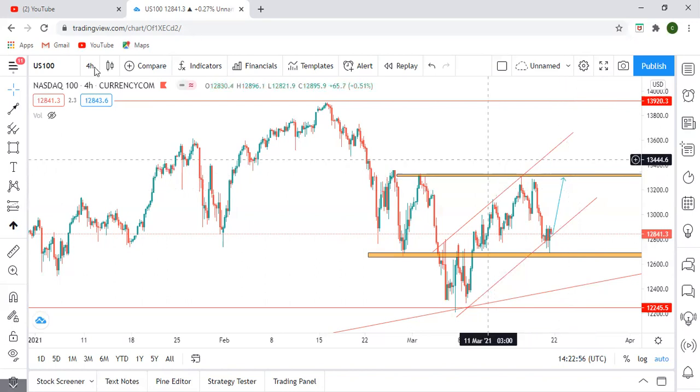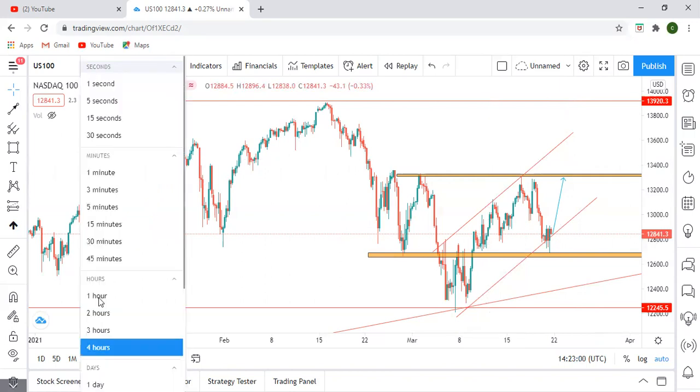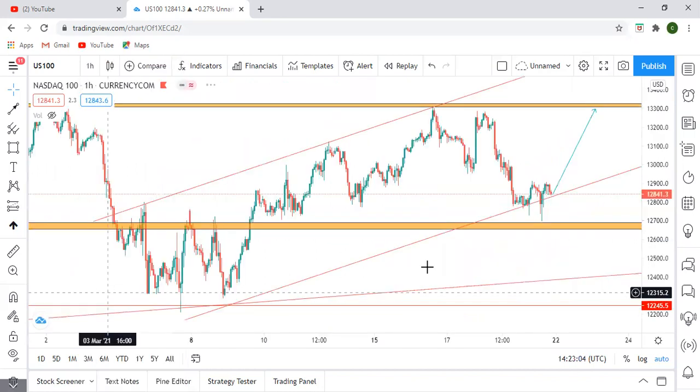So then let's move to H1. But on H1, I think we're going to see the same thing that we see on H4. So this is what H1 is showing us.